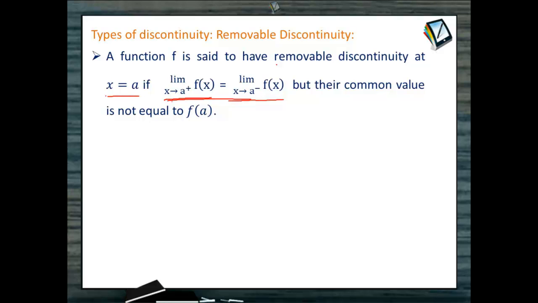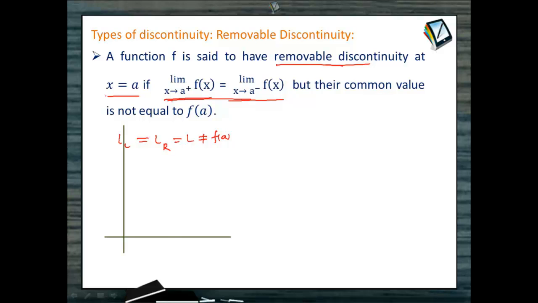What happens? The left hand limit exists, the right hand limit exists, they both are equal, therefore the final limit exists, but this limit value is not equal to the functional value. Let's see graphically what happens in this case and why we called it removable discontinuity. What was the reason behind calling it removable discontinuity?